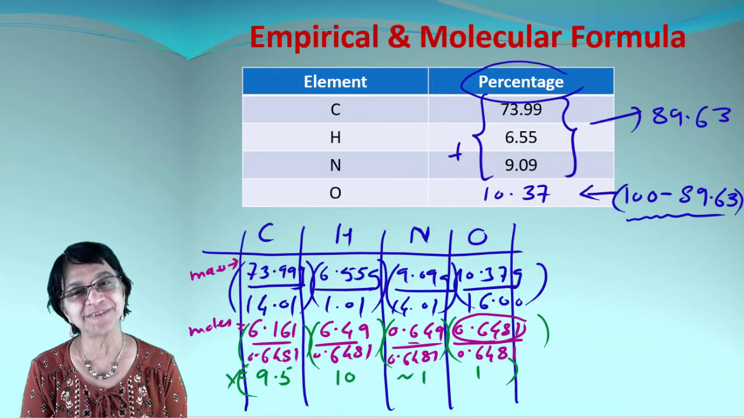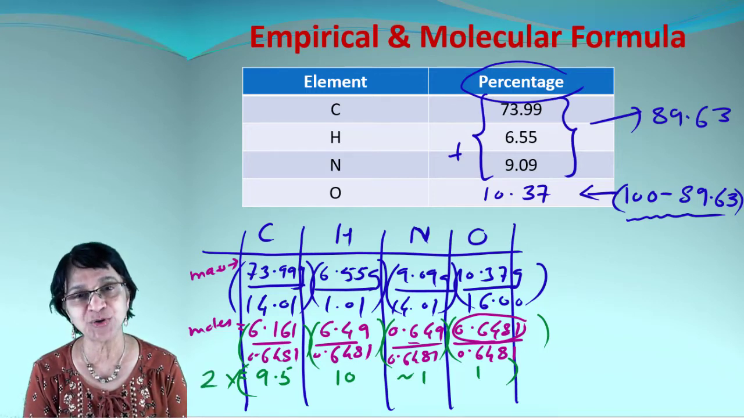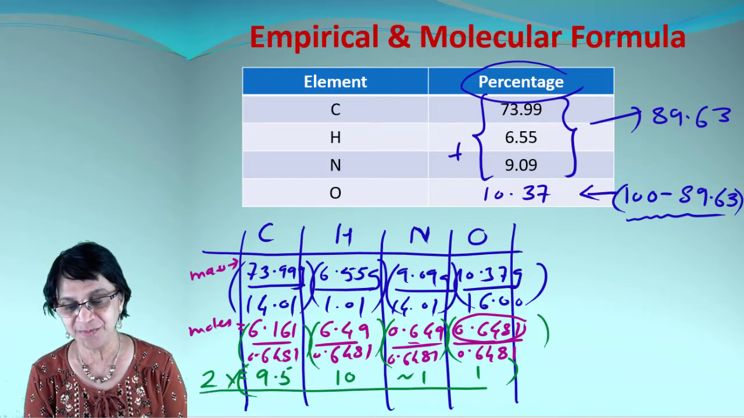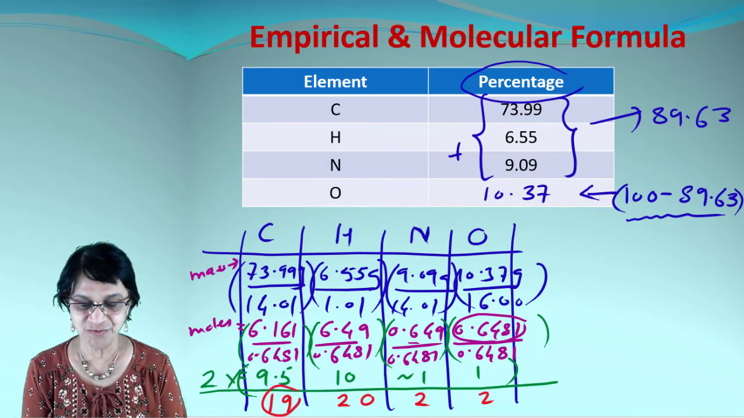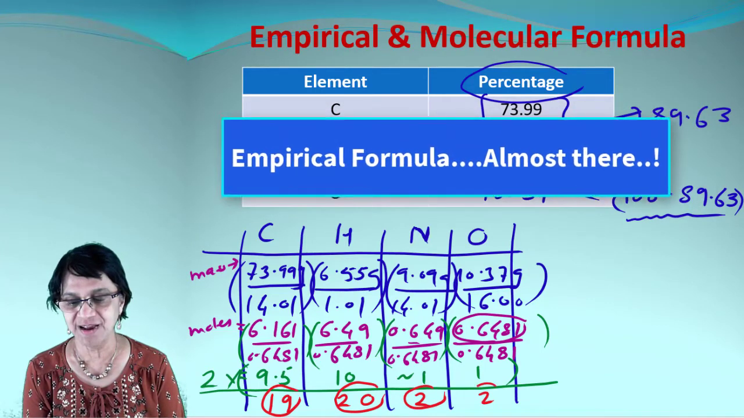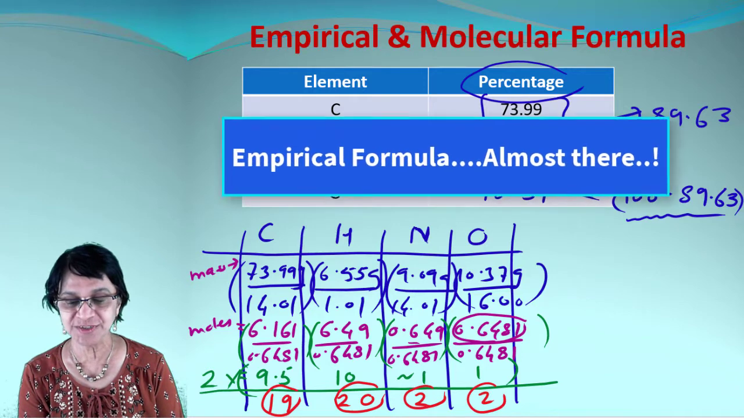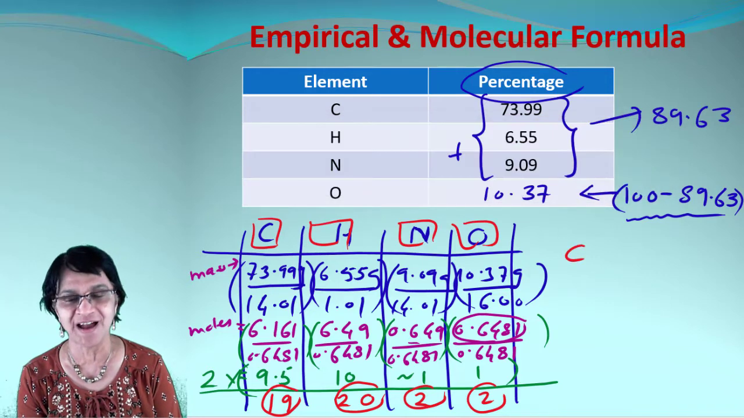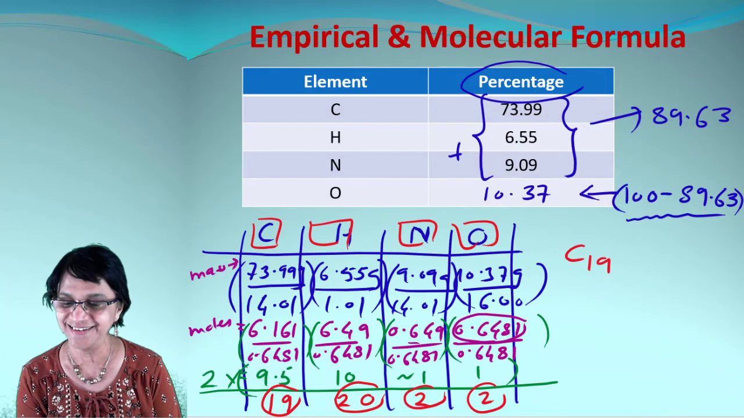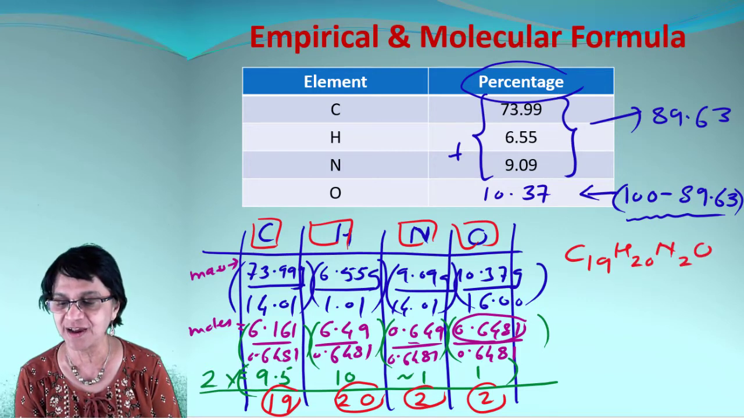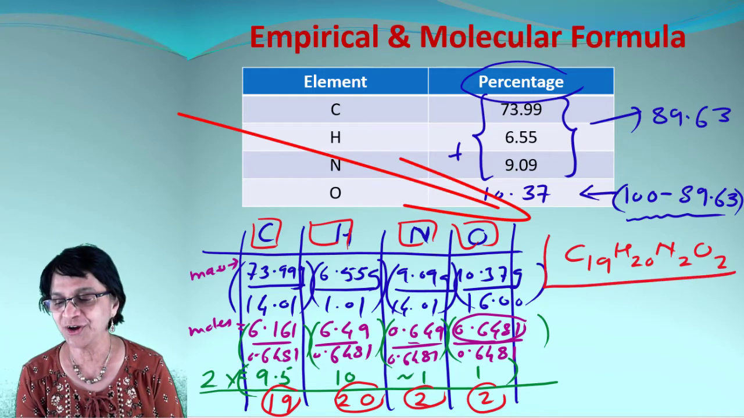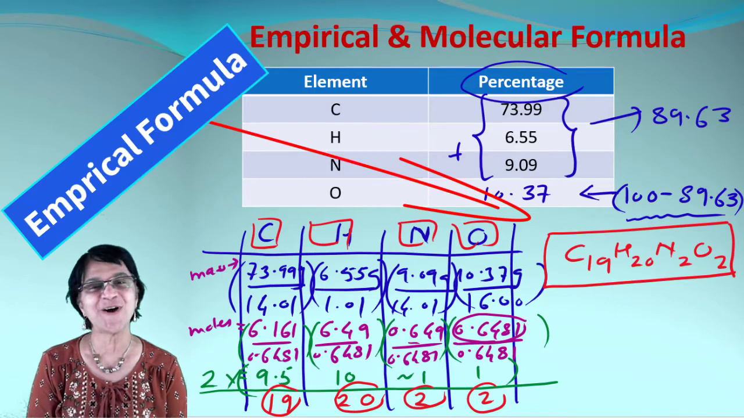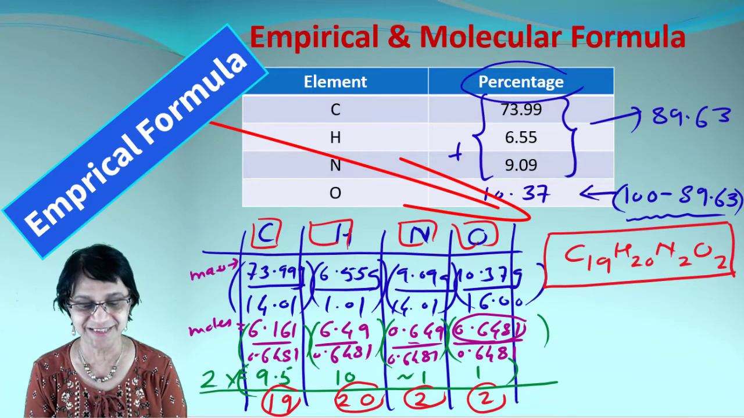What do we need to multiply 9.5 by to get a whole number? Obviously, if you multiply by 2, you can end up having a whole number. And look at this. That's what we got: 19, 20, 2, and 2. So let's put those with our elements and we get our empirical formula. Carbon, we have 19. Hydrogen, we got 20. Nitrogen should be 2. And oxygen should be 2. There you go. We got our empirical formula for the analgesic, bute.